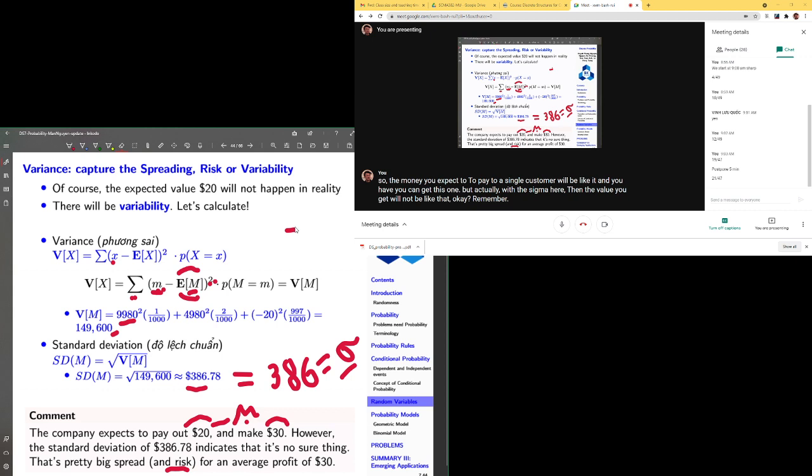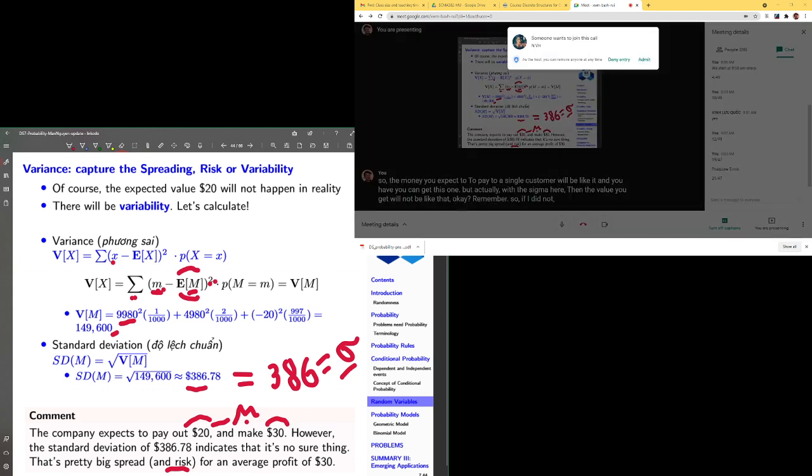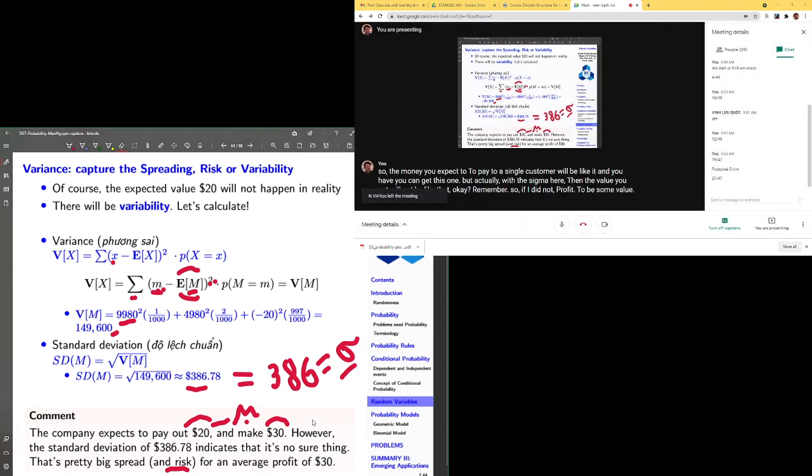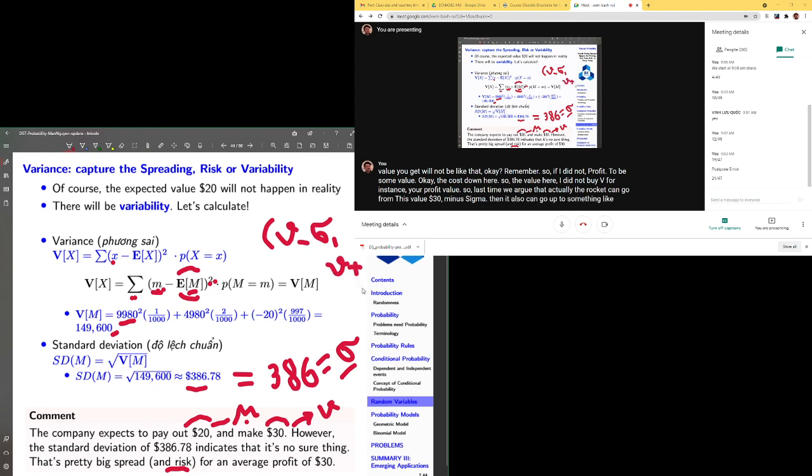Remember? So if I define the profit to be some value, the constant here, the value here, the profit value you get. So last time we argued that actually the profit can go from this value, $30 minus sigma. Then it also can go up to something like the value $30 plus sigma, you see.